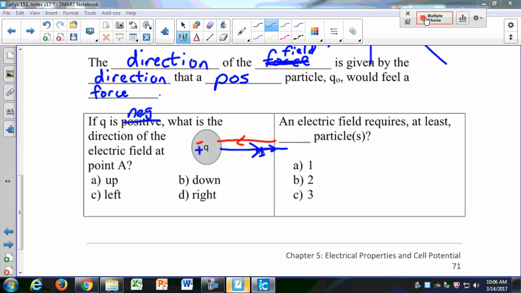An electric field requires at least how many particles? One, two, or three particles? How many particles do you have to have in order to have an electric field? All right, we'll stop at, say, 38.